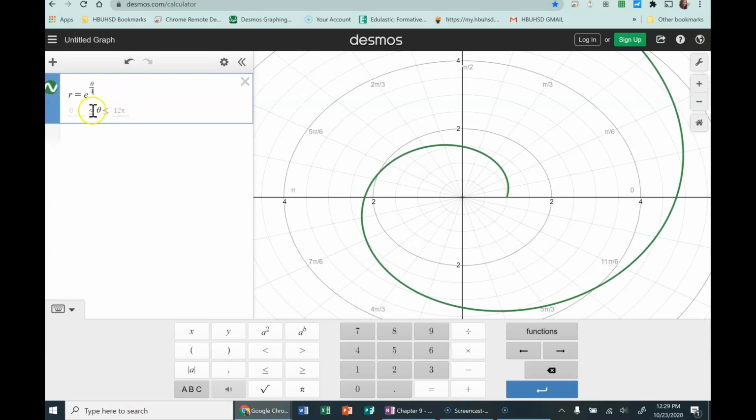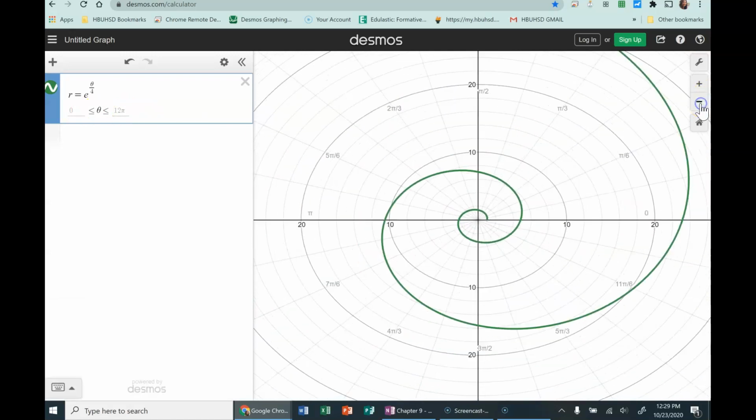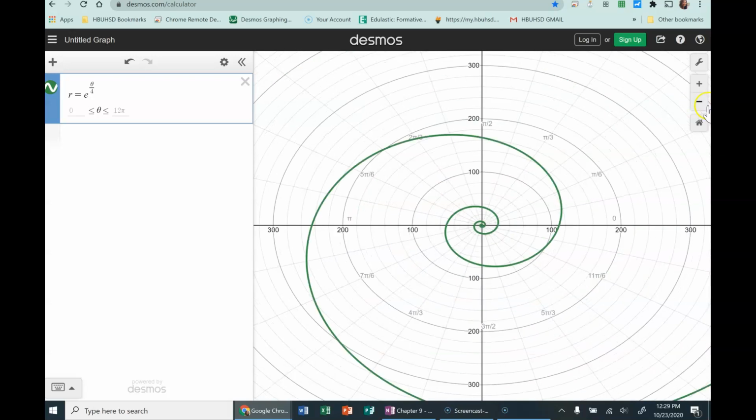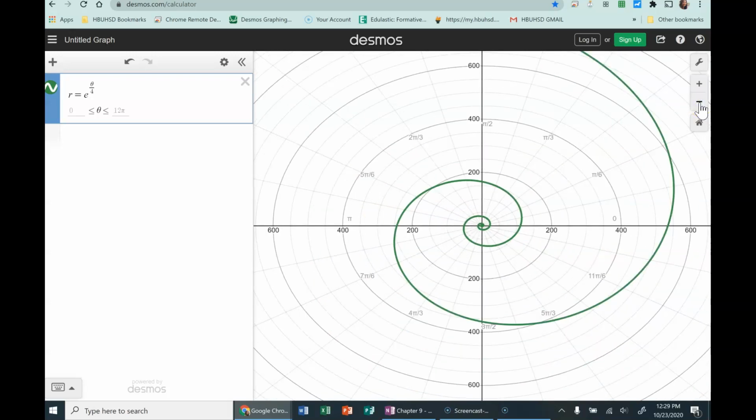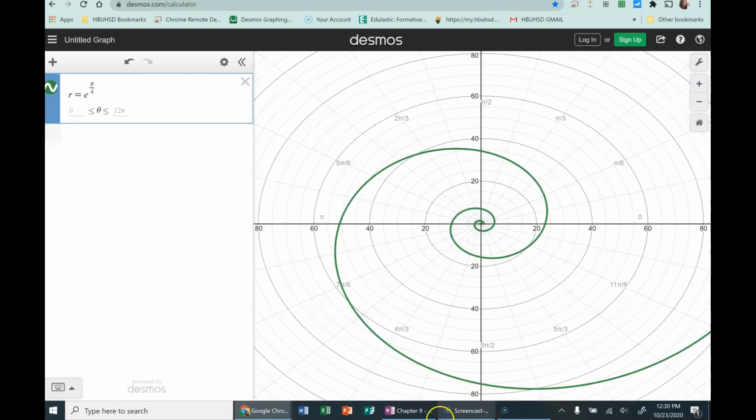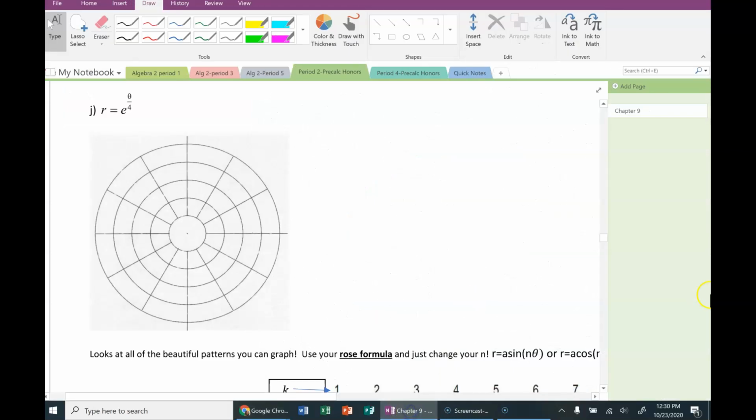Okay, so as you can see, theta is in between 0 and 12 pi. So what does this look like? It looks like it keeps going and going and going. Look at that, it's a spiral, right? So the more I zoom out, the more spirals that you will see. So for this one, I just want to sketch a couple of spirals, and we can go back to my paper. There's my paper. Okay.